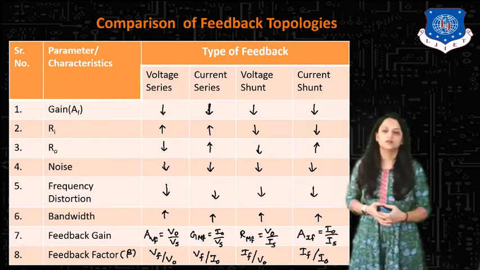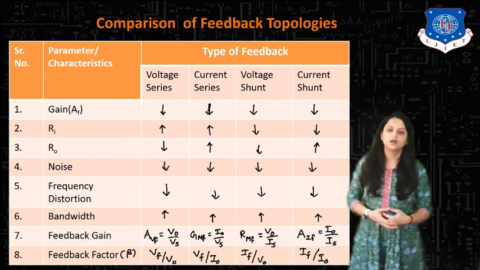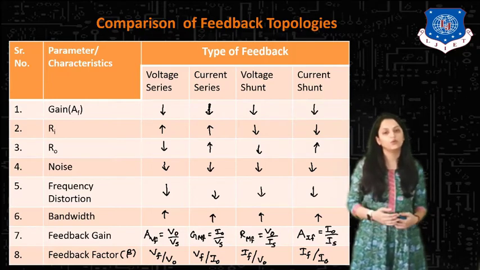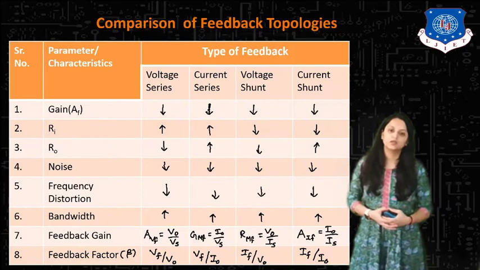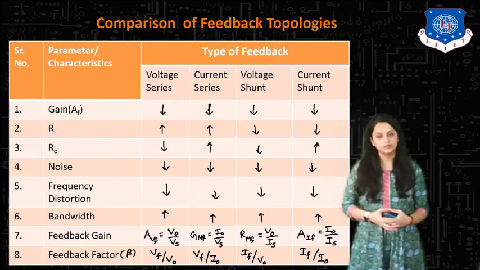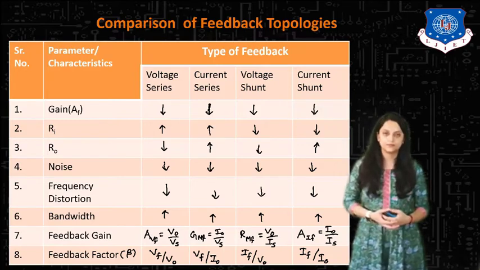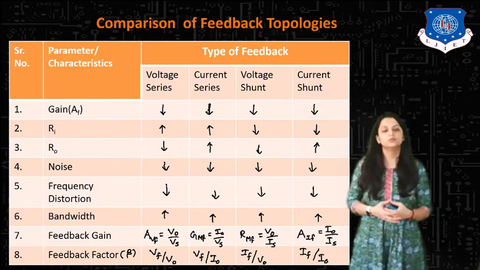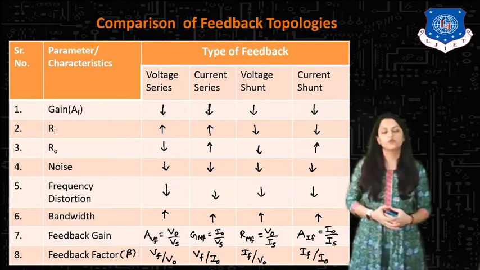Next, for voltage shunt, for that RMF, that is equals to VO by IS, where VO is output voltage and IS is the source current. And the last one is current shunt, for that AIF, that is equals to IO by IS, where IO is the output current and IS is the source current. So remember the formulas for feedback gain for all of these 4 topologies.